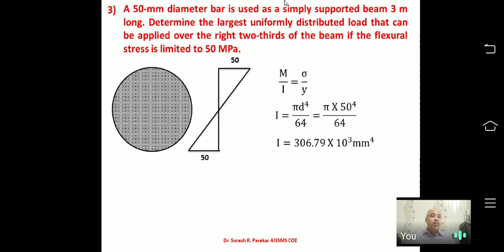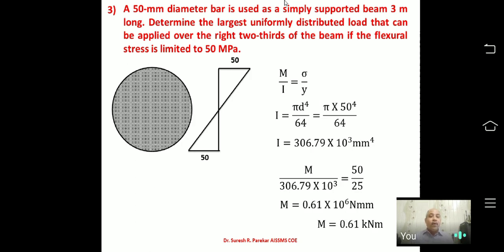Now we are interested in finding the value of M, and then from that M I have to find the value of W. Now we will substitute these values in the equation M by I equal to sigma by Y. M we do not know, I we know, sigma we know, and Y we know. I told you Y is 25 because that is R, and from this I will get the bending moment, which will be 0.61 kilonewton meter. I have converted it into Newton millimeters.